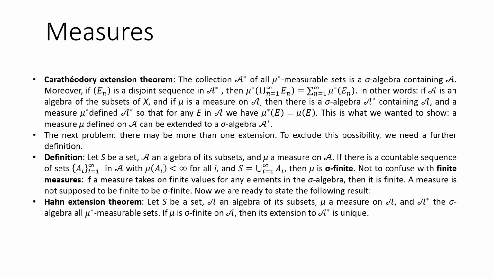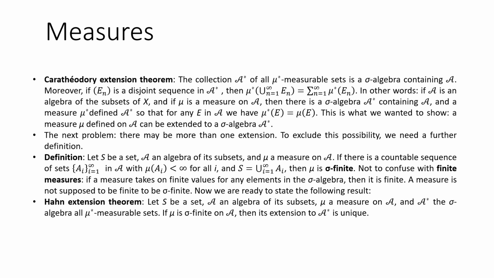uniqueness is a great thing. So we want to have a unique extension to the sigma algebra. To this end, we need the second result. This is the Hahn extension theorem. But to state the Hahn extension theorem, we need a definition: the definition of measures being sigma finite. We need to make a distinction between measures being finite and sigma finite.